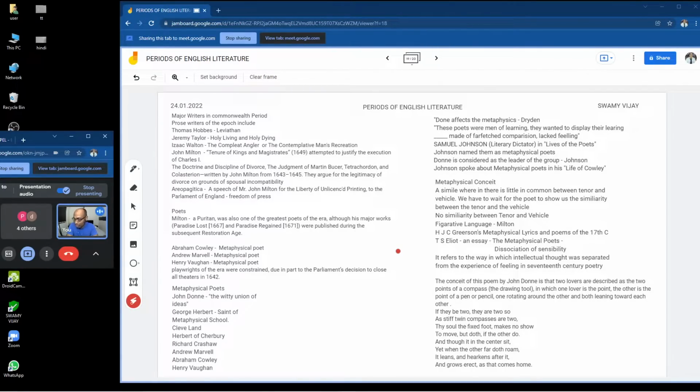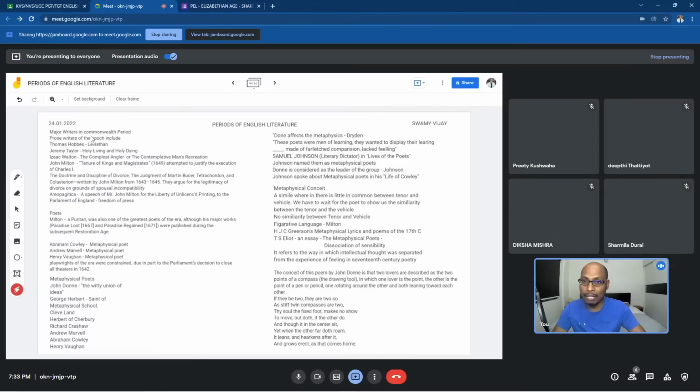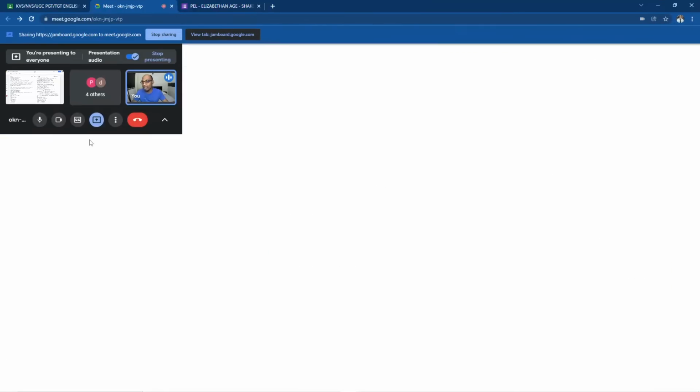But even till today in India, in conservative, traditional societies, divorce is still a taboo. So you can understand that John Milton in the 17th century fought for his right to divorce. He wrote this for the legitimacy of divorce on grounds of spousal incompatibility. Divorce and marriage are not our topic, but what I am trying to tell you is that in Puritan ideology, marriages are made in heaven.